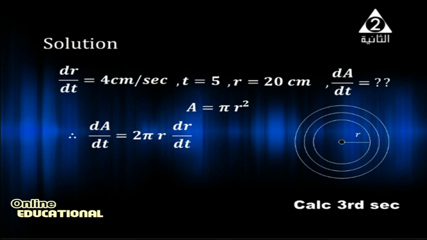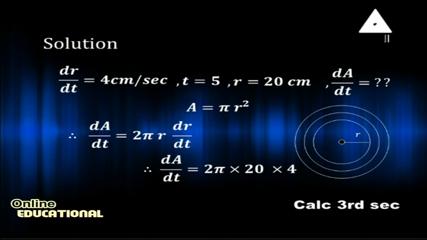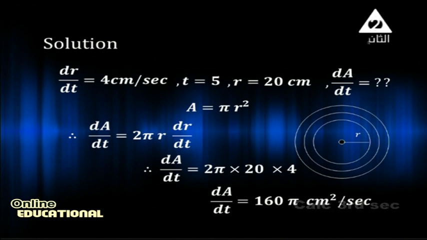At t equals 5, the radius equals 20 and the rate equals 4. Then dA/dt equals 2π multiplied by 20 multiplied by 4. Then dA/dt equals 160π centimeter squared per second. 160π centimeter squared per second is the rate of increase of the area of the wave at the end of 5 seconds.